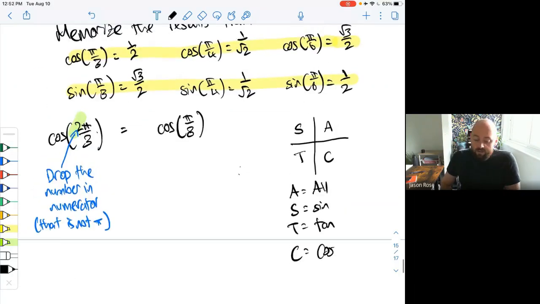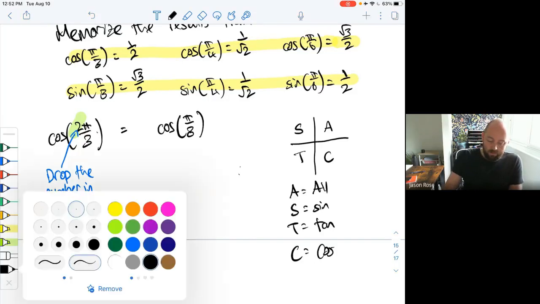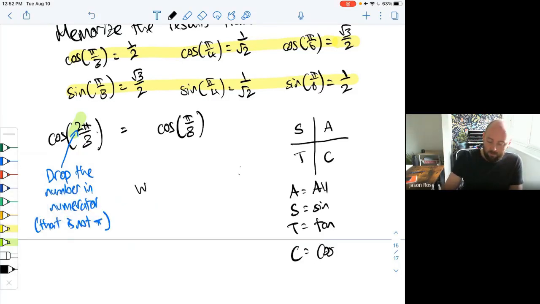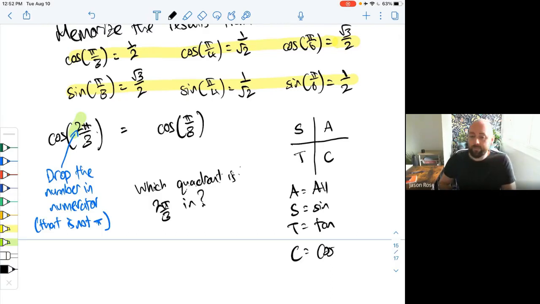Okay. So what we have to decide is, which quadrant is 2 pi over 3 in? Because that's going to tell us whether the sign should be plus or minus as we try to calculate. So which quadrant is 2 pi over 3 in?